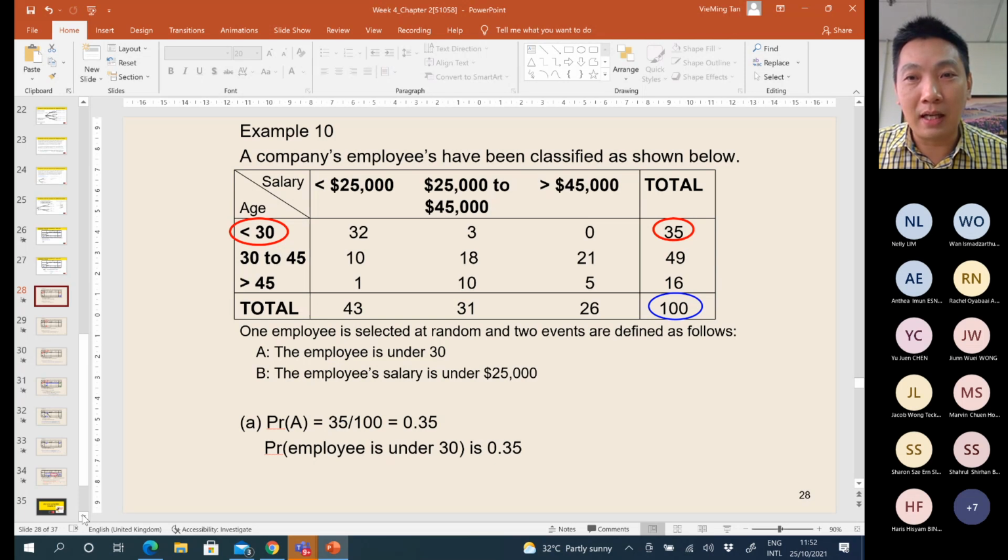10 minutes. Yeah, this is another question again, another example. So tomorrow we can discuss. Okay, we can discuss the last example by tomorrow. It's also using the joint probability table concept to solve the problem. Okay, we can discuss tomorrow.